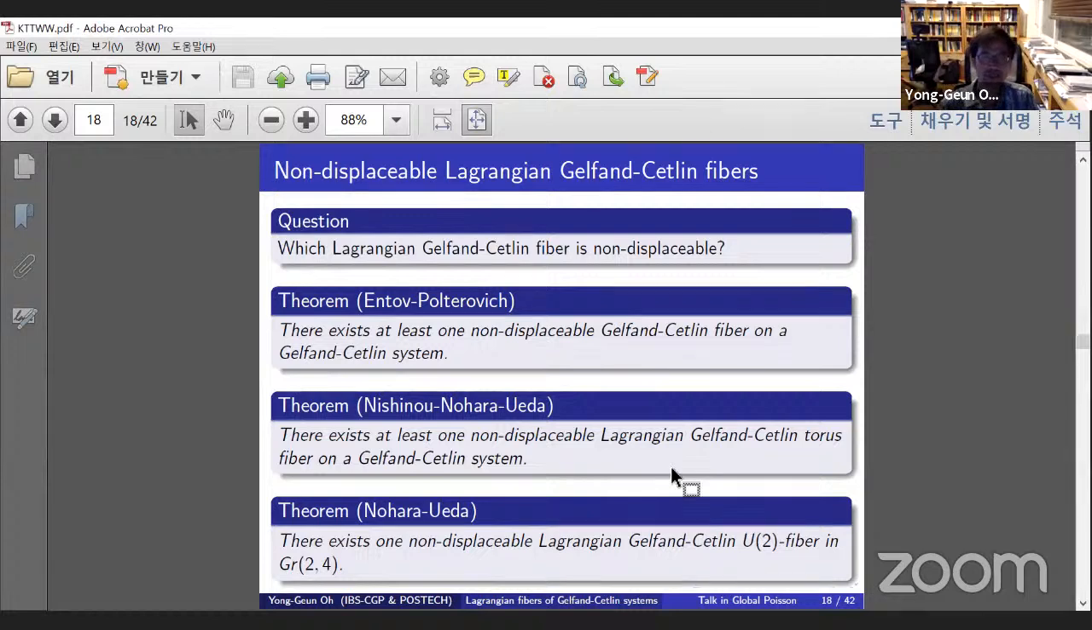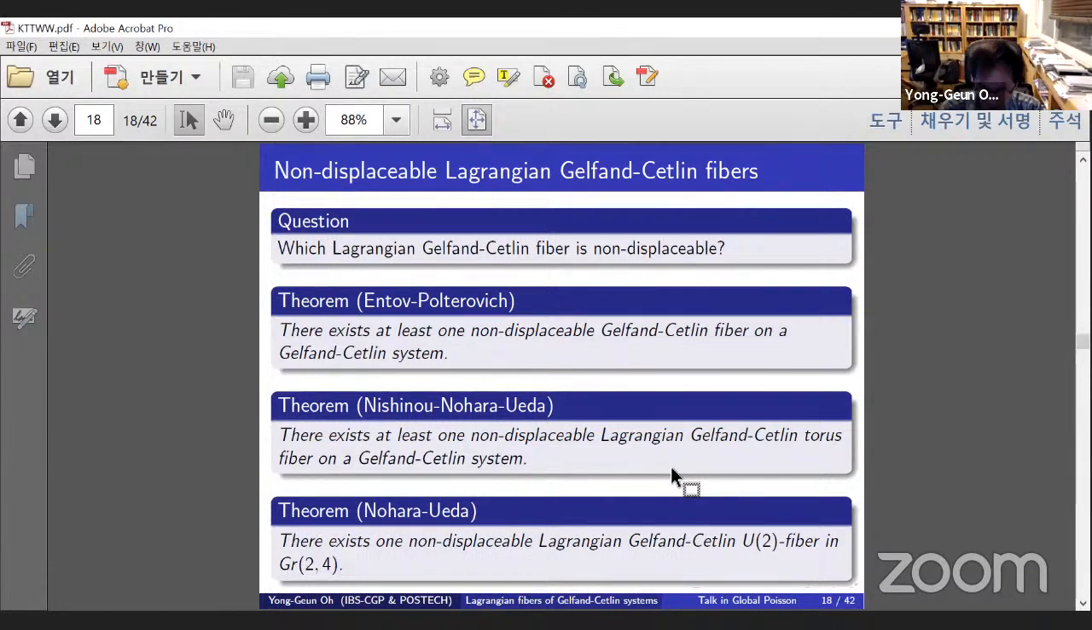And then a more systematic study of this question was first carried out by Nishinou, Nohara, Ueda. They showed that there exists at least one non-displaceable Lagrangian Gelfand-Cetlin torus fiber on a Gelfand-Cetlin system. So the Entov-Polterovich theorem does not say which fiber is actually non-displaceable. For example, a priori, that fiber could come from the boundary, and then the fiber may not be a torus. But the Nishinou, Nohara, Ueda theorem says there is at least one non-displaceable fiber from the interior, so it is that torus.